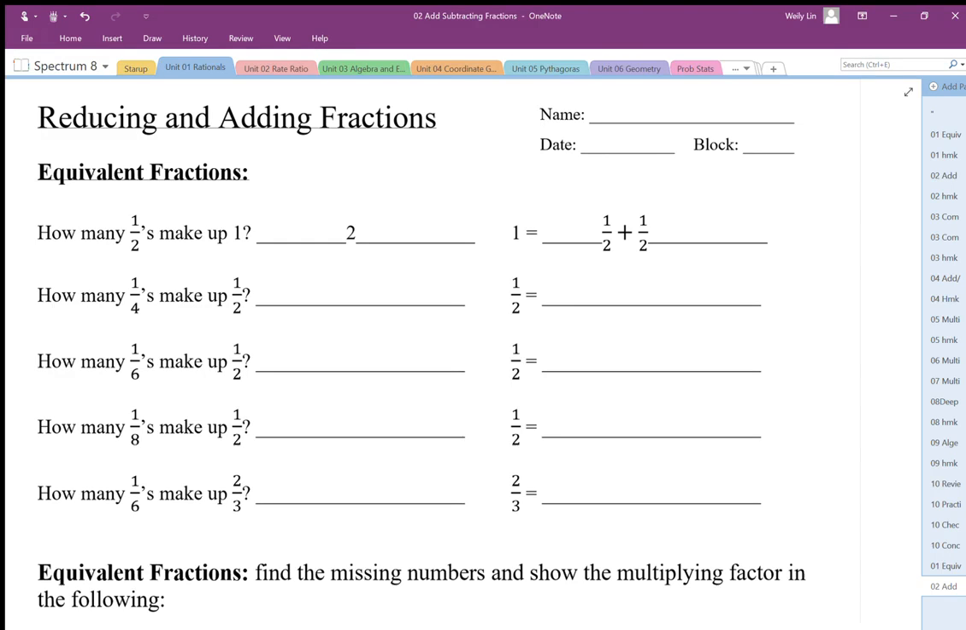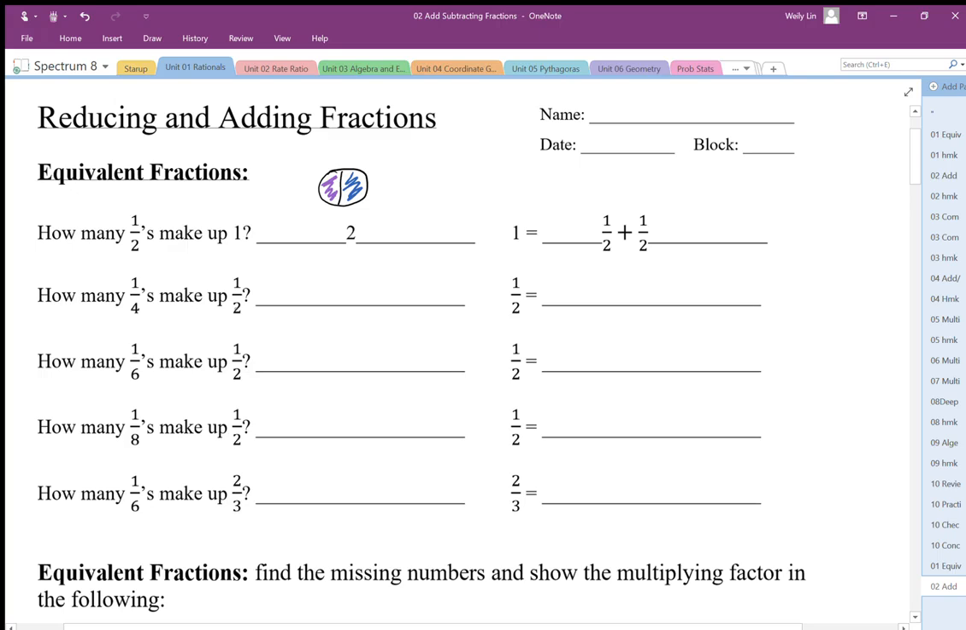So we're going to continue to look at some equivalent fractions here and the idea of equivalent fractions. This example shows that it asks how many 1/2 fractions make up one whole fraction. And so the answer here would be 2. If we take a look at a picture of that, we would have two 1/2 pieces: a 1/2 piece here and a 1/2 piece here. These two pieces would make up the whole. So the equation looks like this: 1 equals 1/2 plus 1/2.